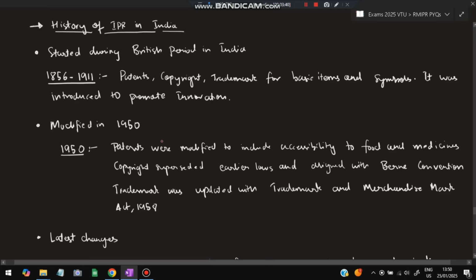So what were the differences? Patents were modified to include accessibility to food and medicine. Previously, food and medicines which were patented could not be used by others. It was modified so that common people can use the food and medicines which were patented. Copyright superseded earlier laws and aligned with the Berne Convention, which included some laws for copyrights, and the earlier laws were replaced with it. For trademarks, the Trademarks and Merchandise Marks Act was introduced in 1958. This is for patents, copyrights, and trademarks.